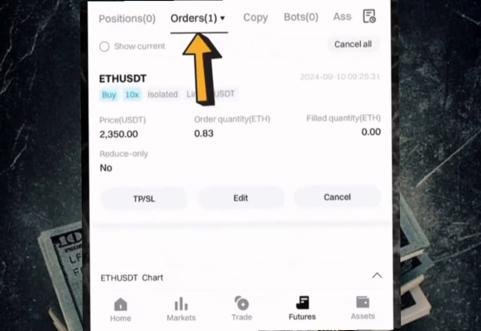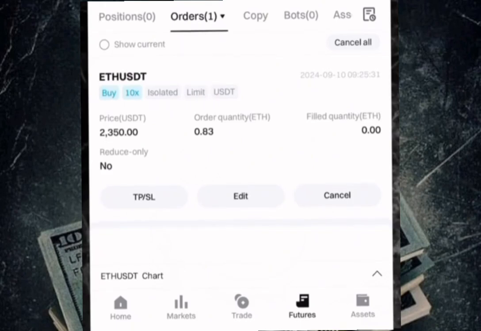So let's go back to order. You can see right here, it's still on order. So it means that it is only when the price of ETH gets to 2,350 that you will enter the trade. So right now, you've not entered any trade right here.